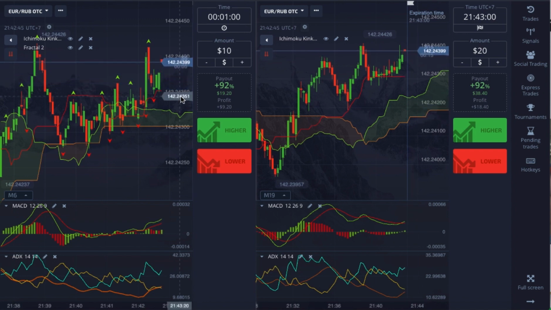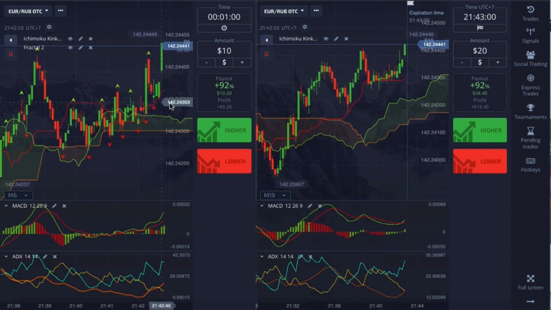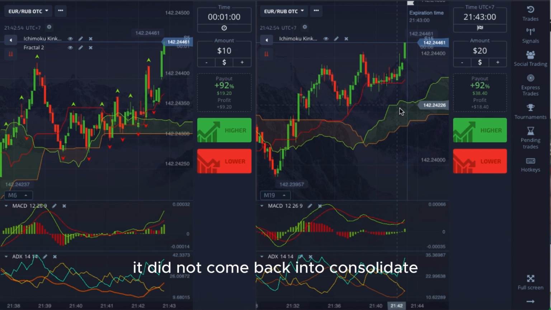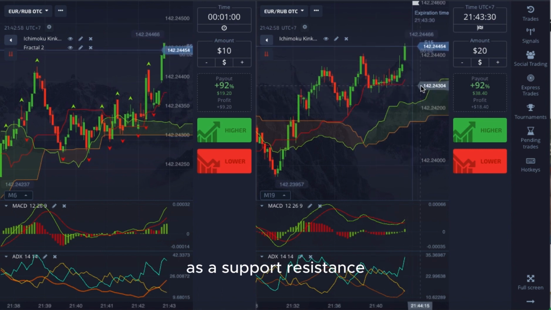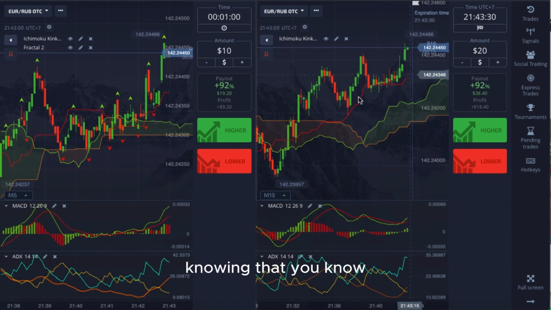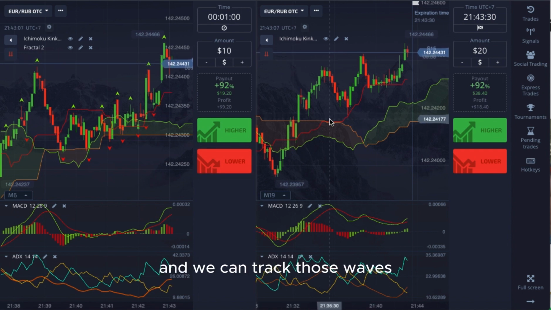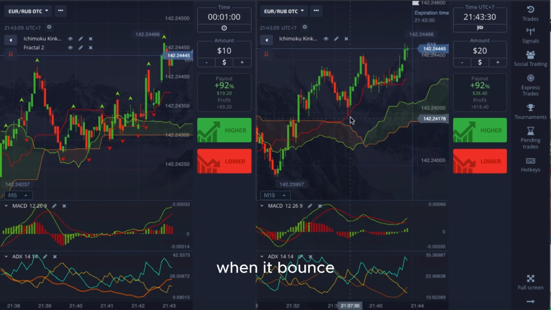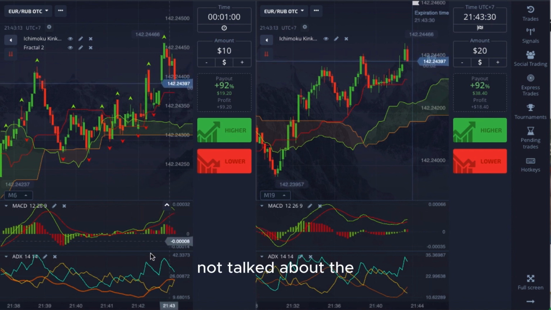Second, if it is above the span A on the 5 second and on the 15 second, even if it did not come back into consolidate, we can also use the Kijun Sen as a support resistance, knowing that when there is an uptrend, it goes in waves, and we can track those waves when it comes back to rest against the Kijun Sen.